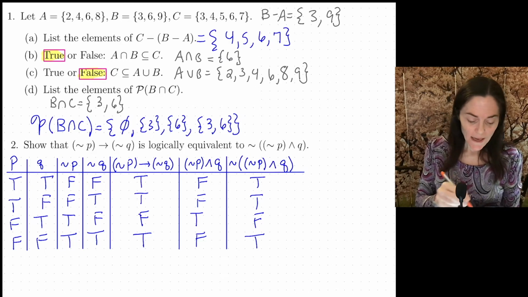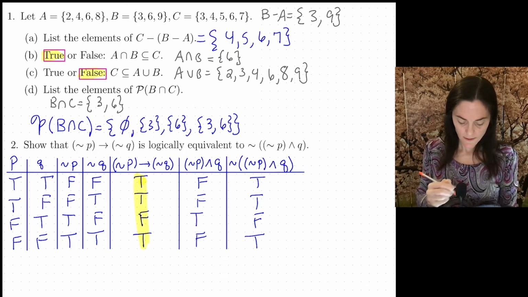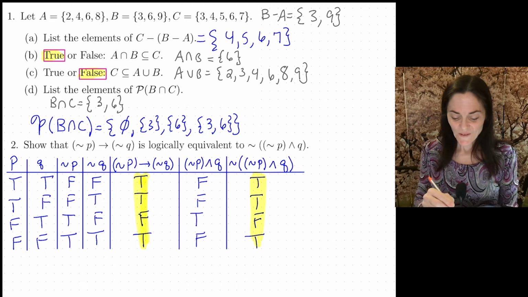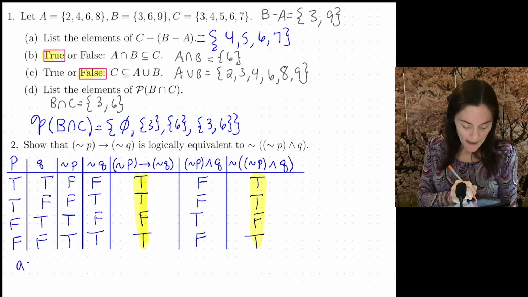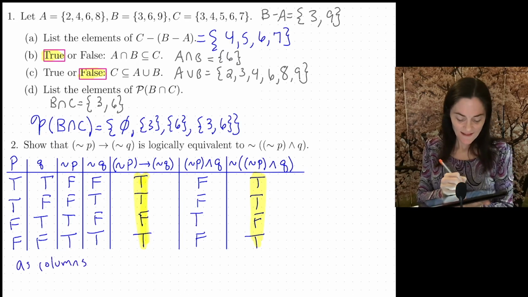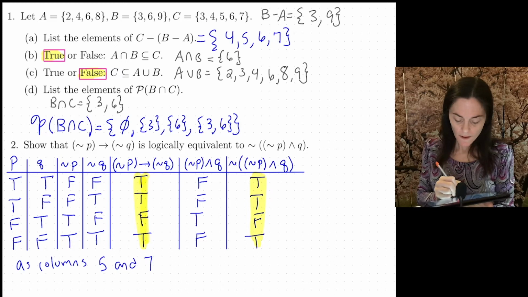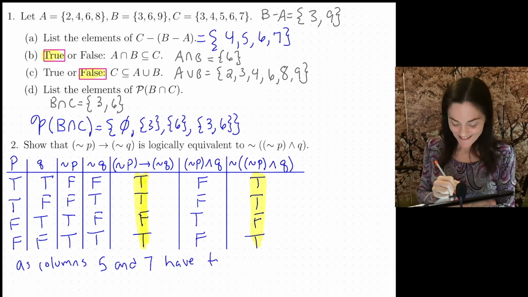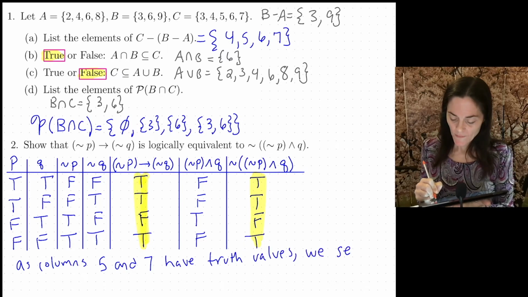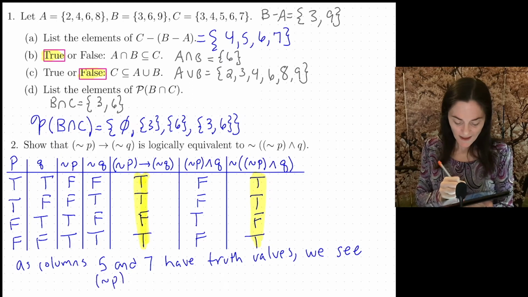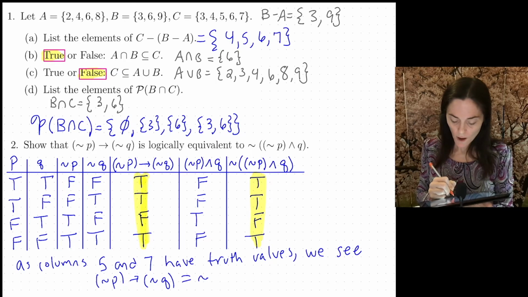Now this is wonderful because here and here, well, you see we have logical equivalence. We just need a sentence to explain this. So as columns 5 and 7 have the same truth values, we see that not P implies not Q is logically equivalent to not (P and Q).